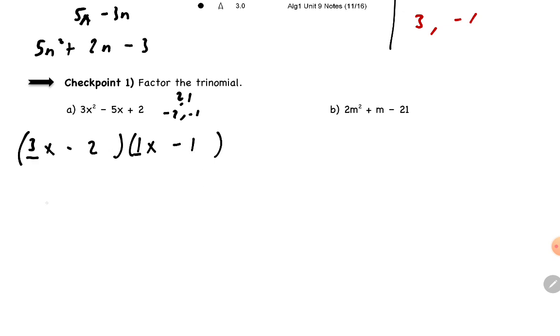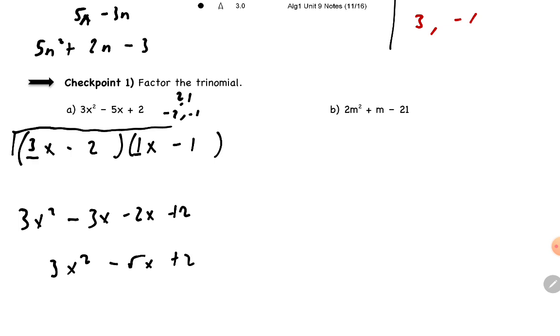Let's try out that. So first numbers, I'll get 3x squared. Outside numbers, I'll get minus 3x. Inside numbers, I'll get minus 2x. And last numbers, I'll get positive 2. And it works out. So this is my answer.